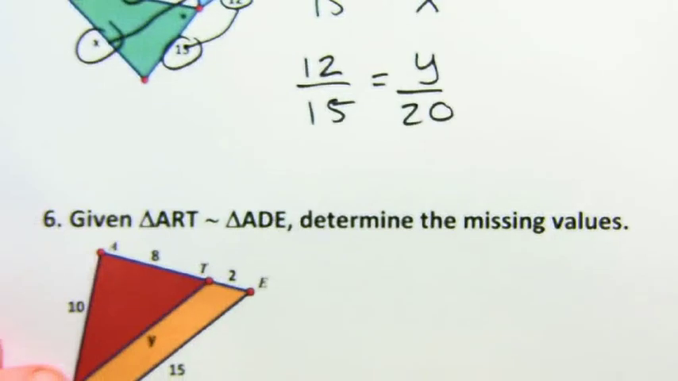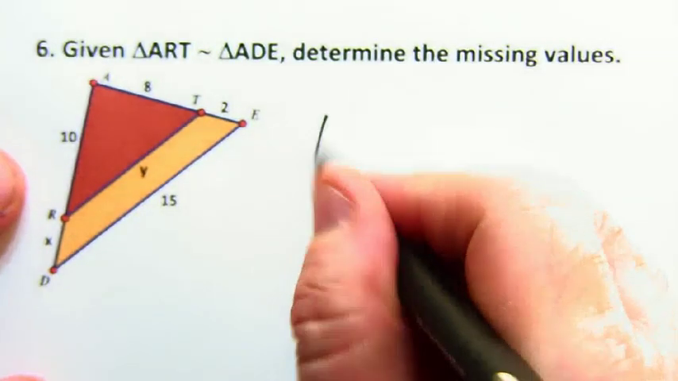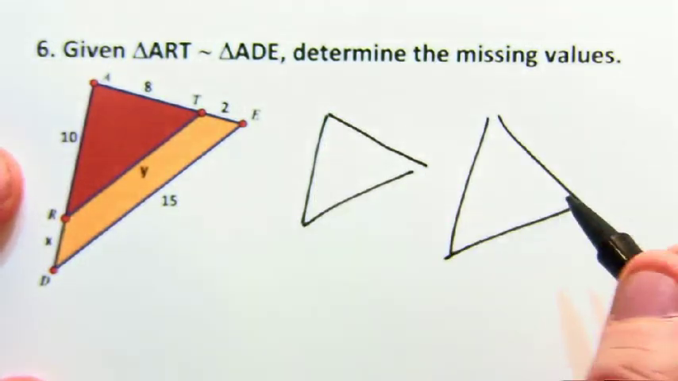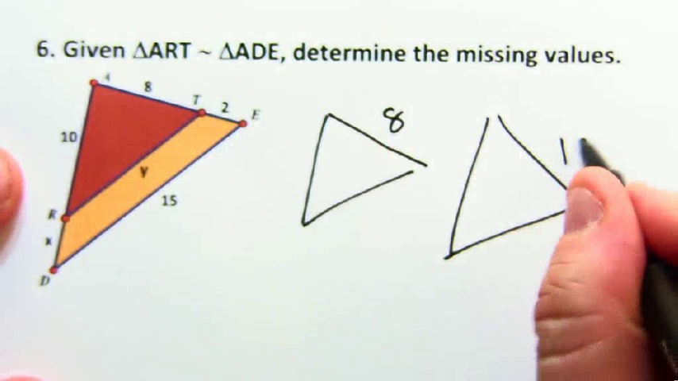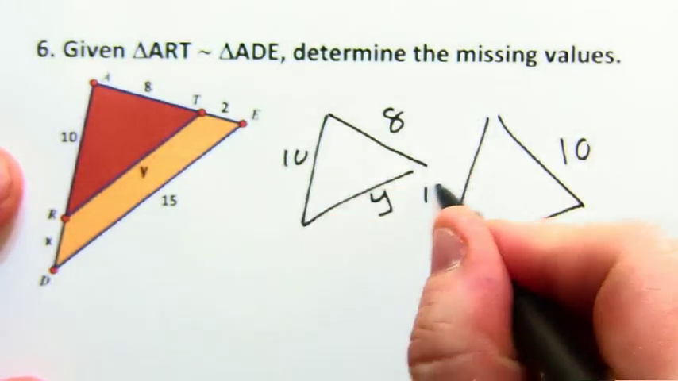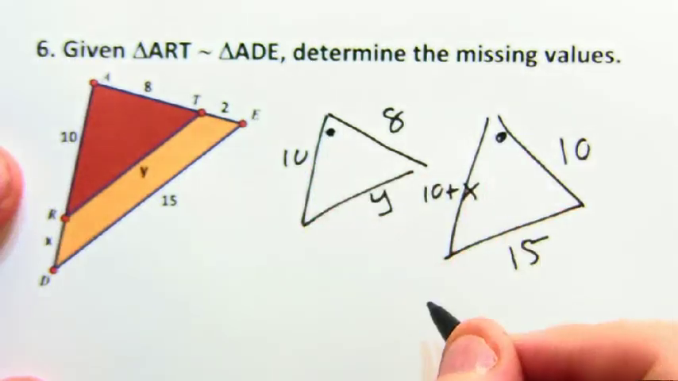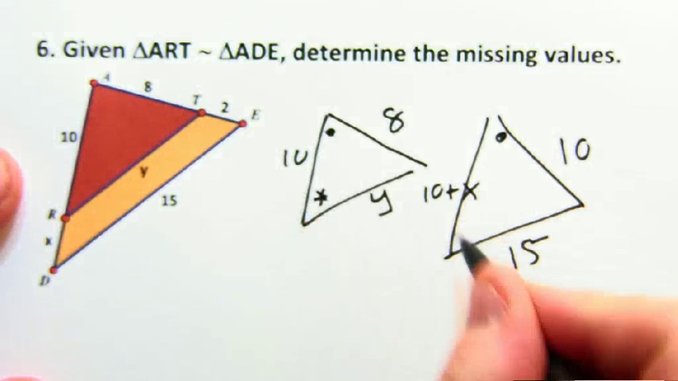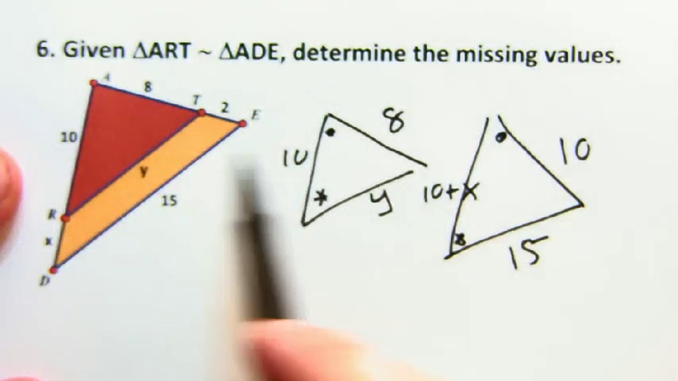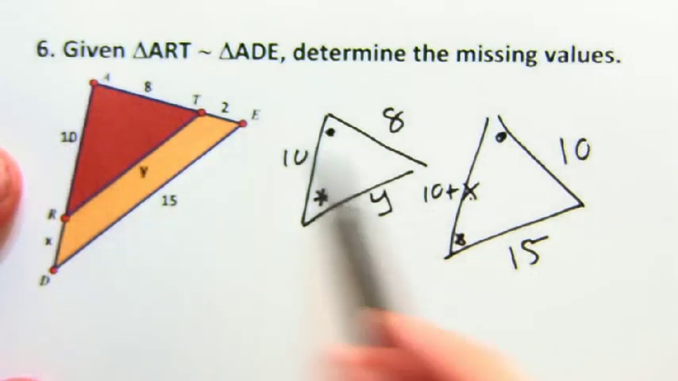One last one, and we'll do the work on this one. Again, overlapping. Separate and redraw, my friends. You will be much happier if you do this. So this is 8, this would be 10. This is y, this is 15. This is 10, this is 10 plus x. We have a common angle up here, overlapping. They tell us they're similar, which means their angles will match. 10 comes from here, 10 plus x is the whole side, 8 is here, 10 is the total length.